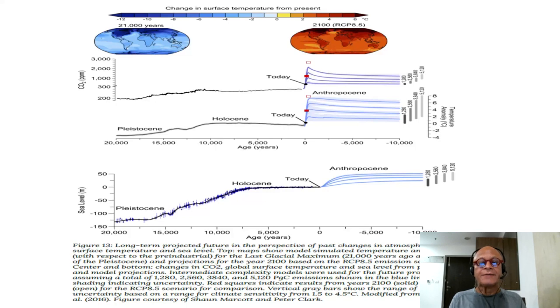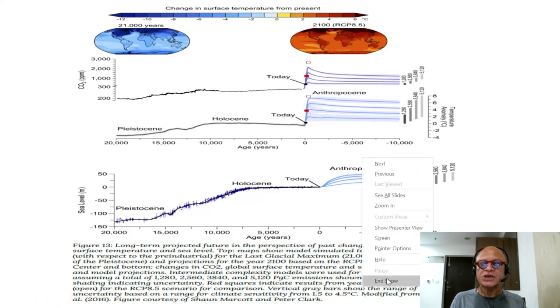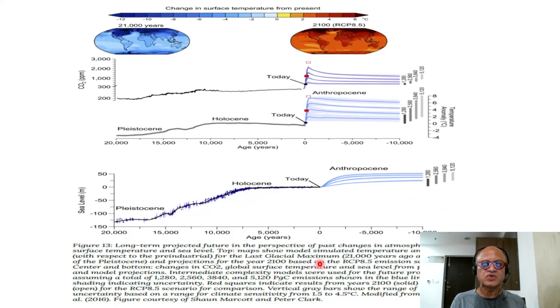Okay, so here are some long-term projected futures in the perspective of past changes that have occurred in atmospheric CO2, surface temperature, and sea level. We are looking here at the reconstructed temperatures from 21,000 years ago when we were in the peak of the last glacial, called the last glacial maximum, and then it started to decline and started to go away by 18,000 years ago, and with a few hiccups it was done by about 11,000 years ago or so.